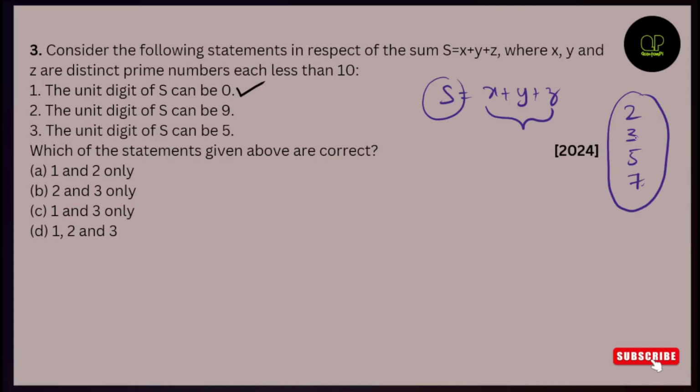5 plus 3 is 8. You need only 1. No. Let us check 19. You get sum of 19. Let us add everything: 7, 3, 10, 15. No. Maximum you get is 15. So you cannot get a 9.